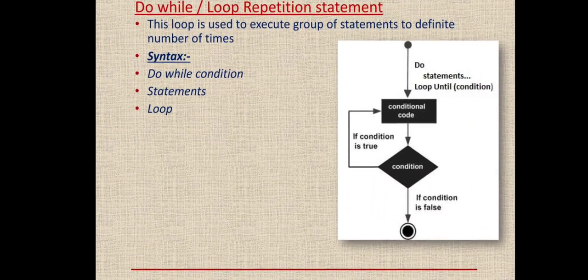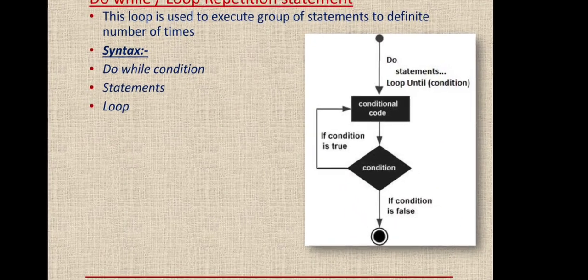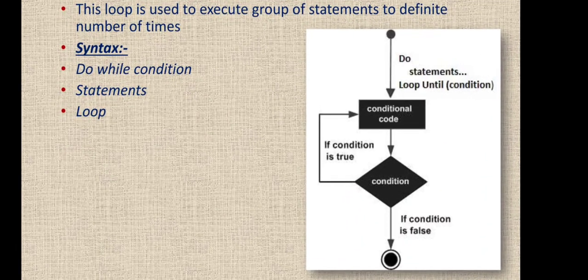In the flowchart you can see we have do, statement, loop. When the condition is true, it will go back to the code. The code will get executed again, and when the condition turns false, the program will get terminated. So this is the flowchart of the do while loop. Until the condition remains true, the statements will get executed.